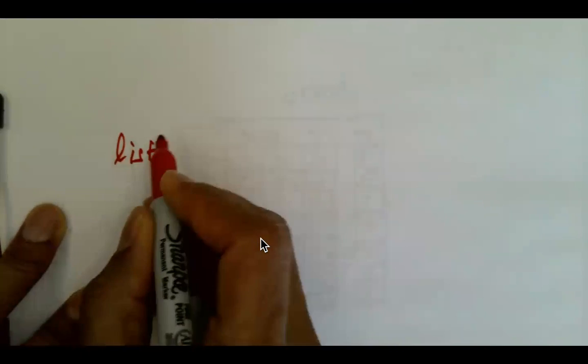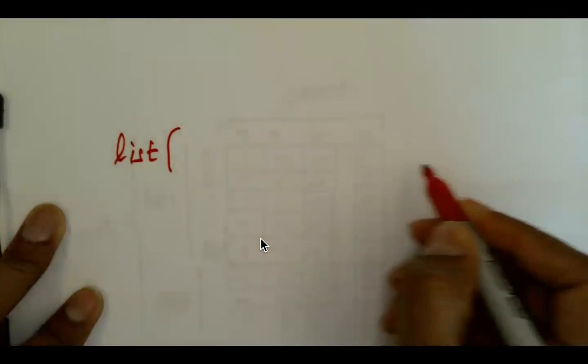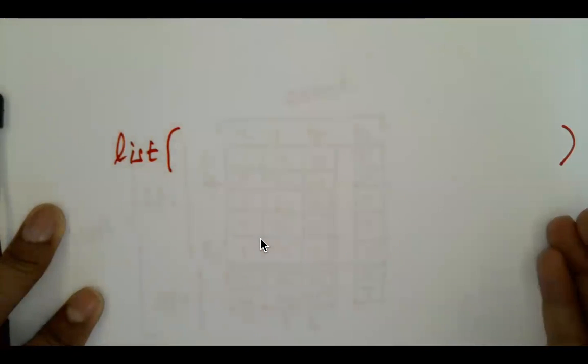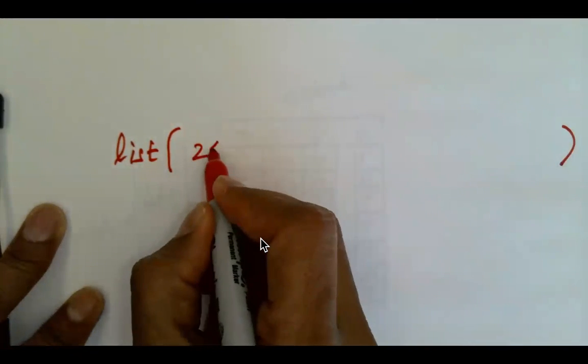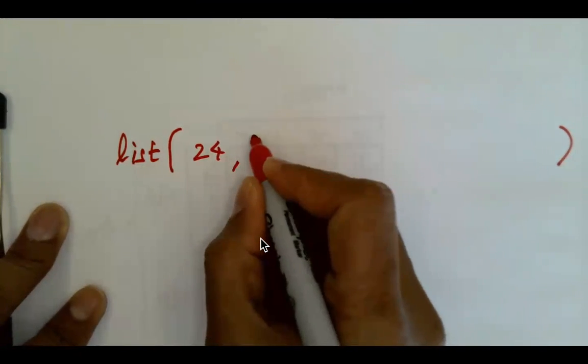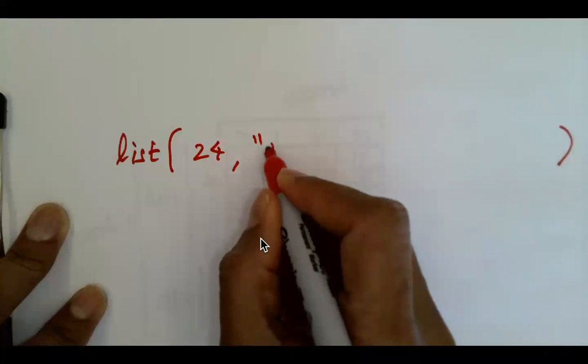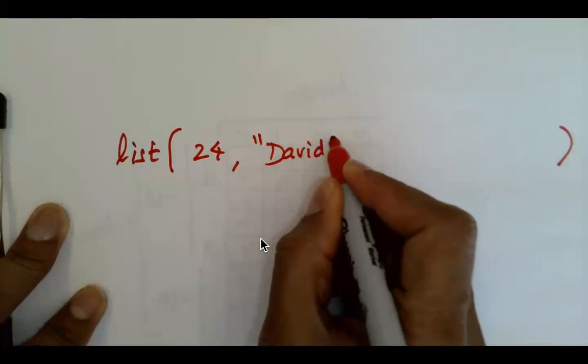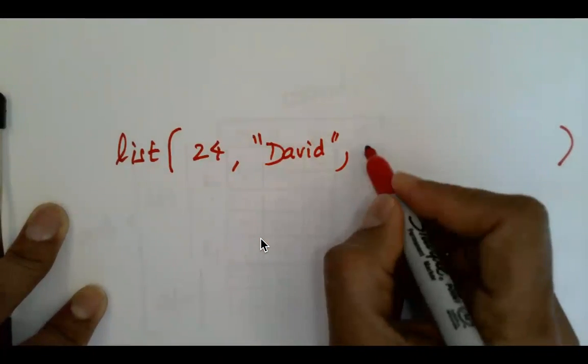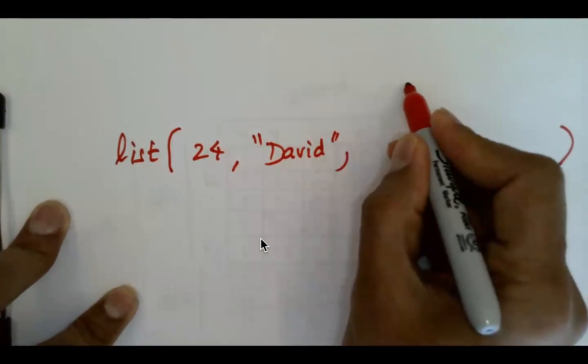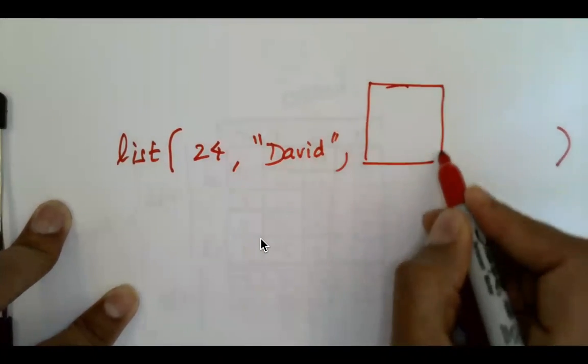The simple way of creating a list is you use the function list, and you have parentheses. Inside that, you specify different values. You can have a number, 24. You can have a character name, whatever you like, David. You can store the same thing. And then you may also have a place where you want to store a data frame called df.